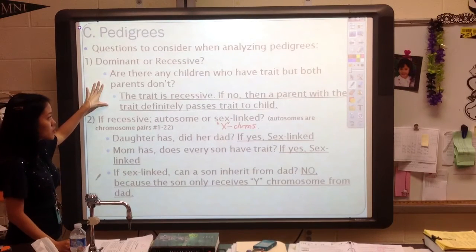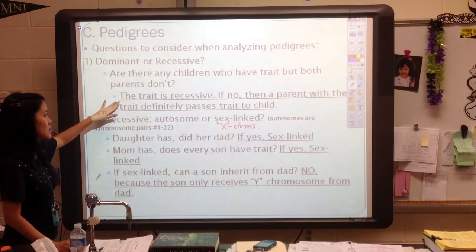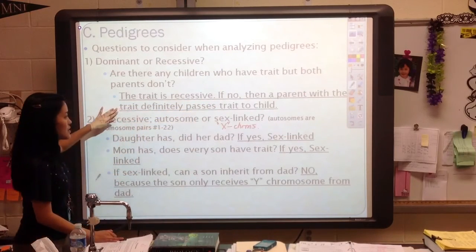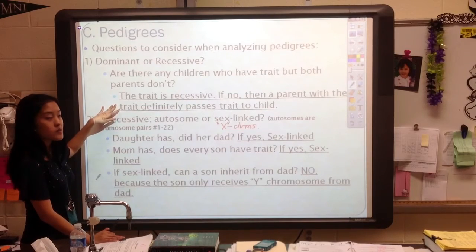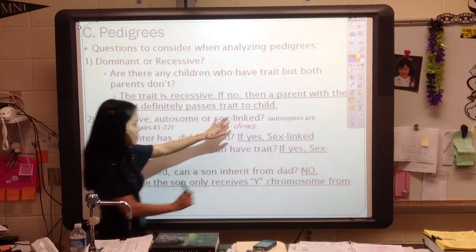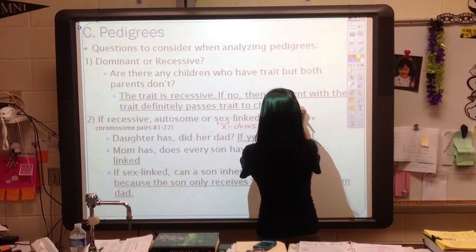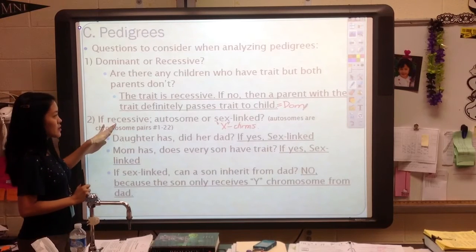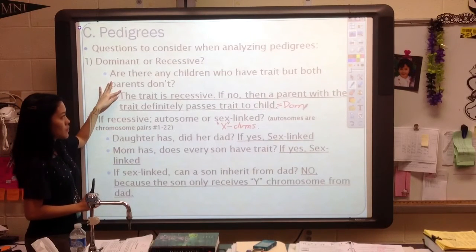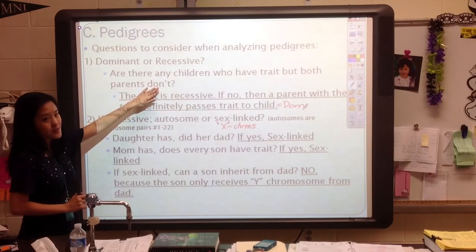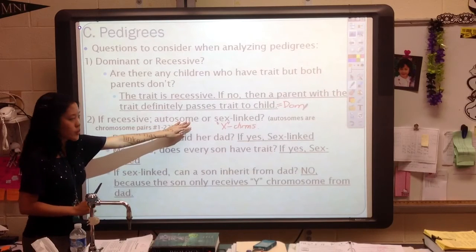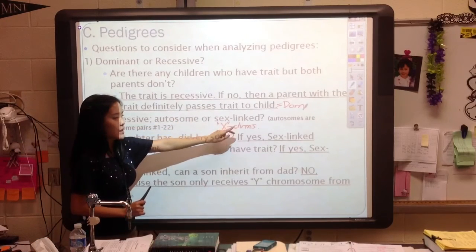Are there any children who have the trait but both parents don't? If this is the case, then this means that the trait is recessive. If not, then a parent with the trait definitely passes the trait to the child. This would be recessive. This second portion here would be dominant. If the disease ends up being recessive, a child can get the disease from both parents that don't have the disease. Then you have to determine, is it autosomal on your regular chromosomes, or is it sex-linked on your X chromosome?